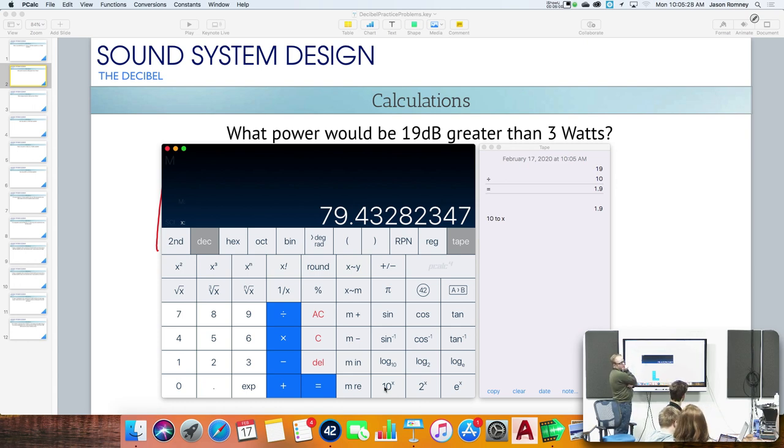So what do I do with that number? You multiply 3 watts by that. Right, because remember, this is now the magic number that you can multiply any power level by, and you will get a power level that is 19 dB more than that. So we already have 3 watts, and we want to know what 19 dB more than 3 watts is. So yes, we just multiply 3 watts by this number. So times 3, and we get 238.3 watts, probably. Okay, not so bad. We did that one. Any questions about that? That makes sense?